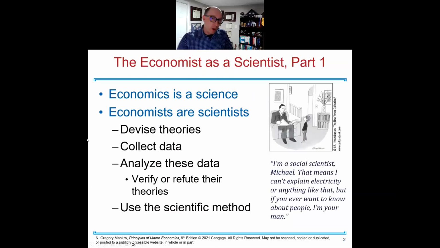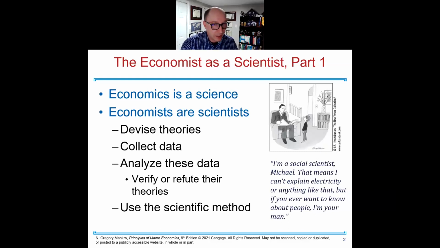So I want you to think about what is economics. Well, we know that economics is the study of the economy, and the economy is made up of markets and transactions in a very general sense.